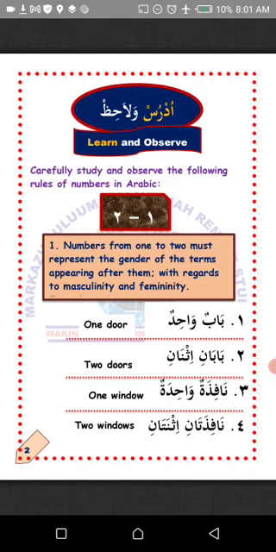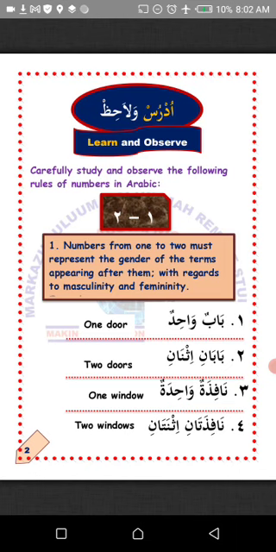Numbers from 1 to 2 in Arabic must be in agreement with whatever is being counted, meaning they must agree with the terms appearing after them as regard gender. So if what is being counted is masculine, the number must be masculine. That is mudhakkar in Arabic. And if what is being counted is feminine, the number must also be feminine. That is mu'annas in Arabic.